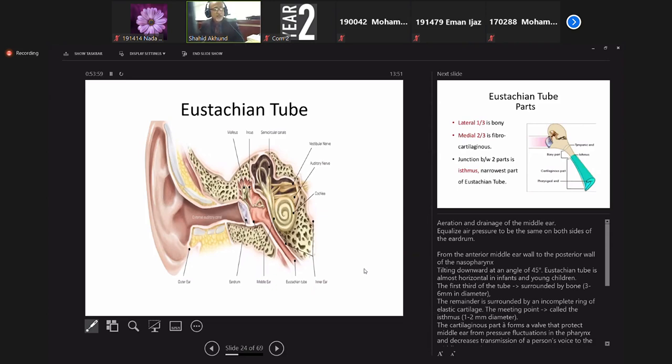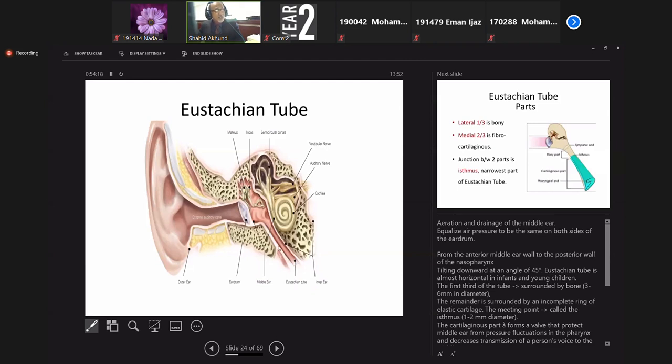Now, if you look at the angulation of this, it's not sitting horizontally. It is sitting at an angle of 45 degrees. But in infants, its angulation is slightly different. Now, I want you to carefully look at this tube as well.